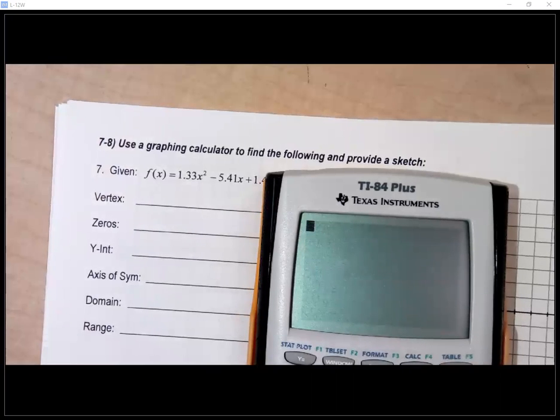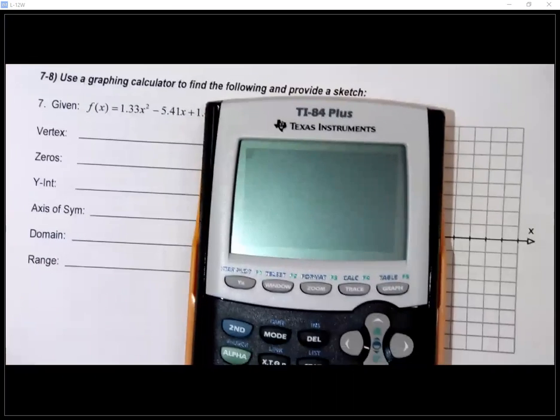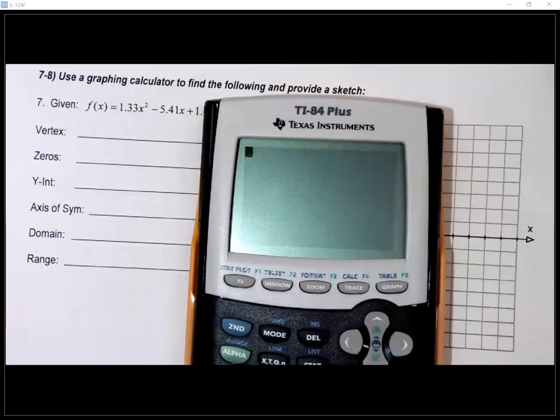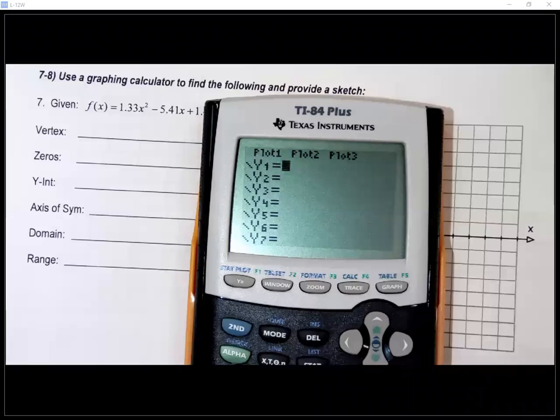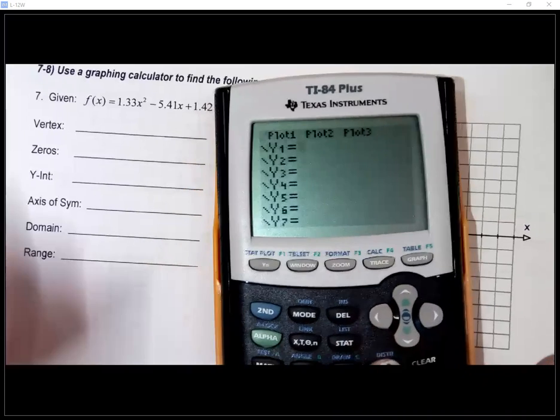Do you remember where you go to enter an equation? Right, you have to hit y equals, which is the top left button. So go ahead and hit that. If you have an equation already in there, just clear that out. We don't need anybody's old business. And we're going to go ahead and type in our new equation, 1.33.